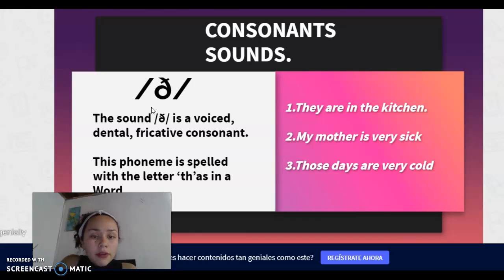air out. For example, with the word they, yes, or thaw, or also then. Some sentences are: They are in the kitchen. My mother is very sick. Or those days are very cold. Yes. And this is a sound from the consonant pairs group. Yes.